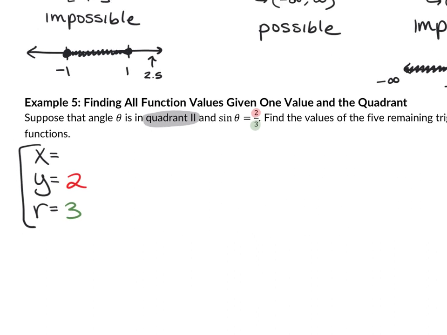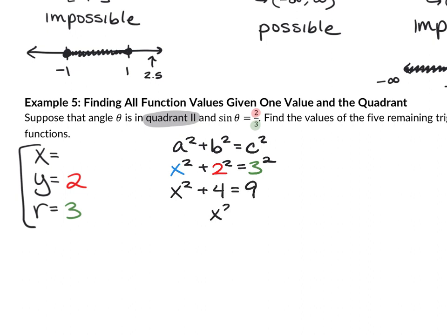So if we use the Pythagorean theorem like we did last class, which is a squared plus b squared equal to c squared, or x squared plus y squared equal to r squared, we would have x squared plus 2 squared equal to 3 squared, because that's c. We can solve for x here, really pretty simple. This is going to be x squared plus 4 equal to 9. Subtract 4 from both sides, that would be x squared equal to 5. Take the square root of both sides, and then we get to a problem, because when you take a square root, you have to put plus or minus. It's either positive root 5 or negative root 5.